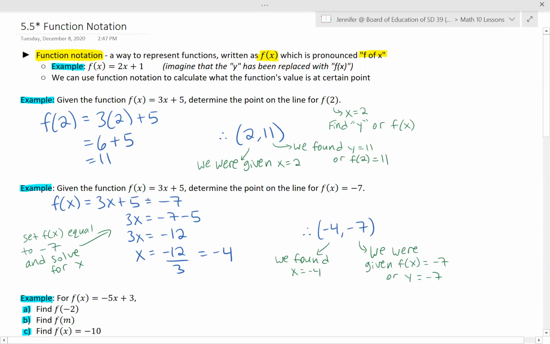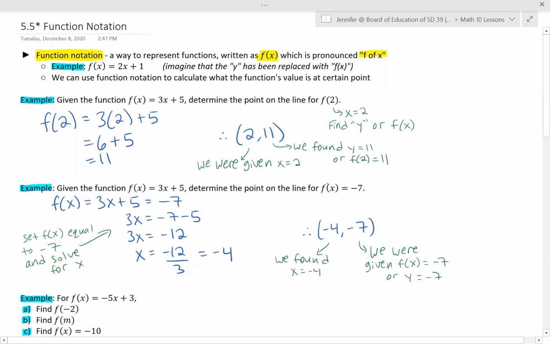So in this second example, we have the same function, but now we want to determine the point on the line for f of x equals negative 7. So in this case, we don't know what x is, but we know that whenever we sub that unknown number in, we get negative 7. We want to find what that number is. So we take our original function, 3x plus 5, and now instead of replacing x with the number that you have, you're going to set this whole function equal to the number that you have.